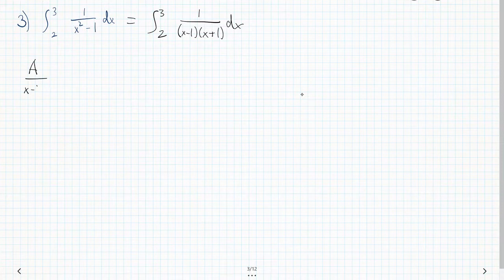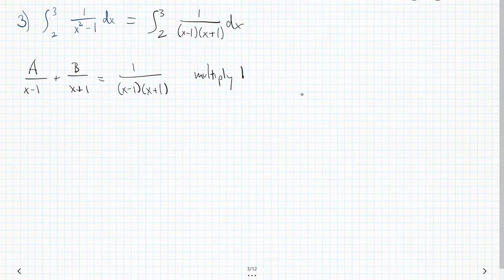So you have A over x minus 1 plus B over x plus 1 equals 1 over x minus 1, x plus 1. So what we'll do is multiply both sides of the equation by x minus 1, x plus 1.